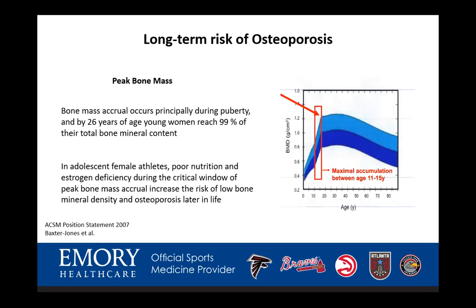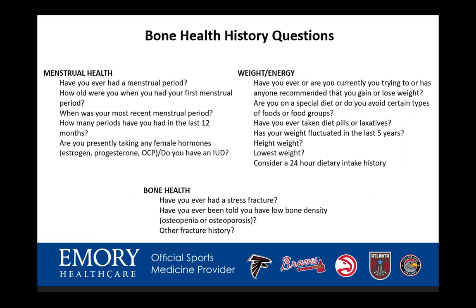In addition to the acute stress injury, there's also the risk of osteoporosis long-term. So we know that peak bone mass accrual occurs principally during puberty, and by mid-20s, young women have reached about 99% of their total bone mineral content. So poor nutrition and estrogen deficiency during this critical window for female athletes can put them at risk for low bone mineral density and osteoporosis later in life. This is really the time where it's determined whether they'll reach their genetic potential for bone mineral density.